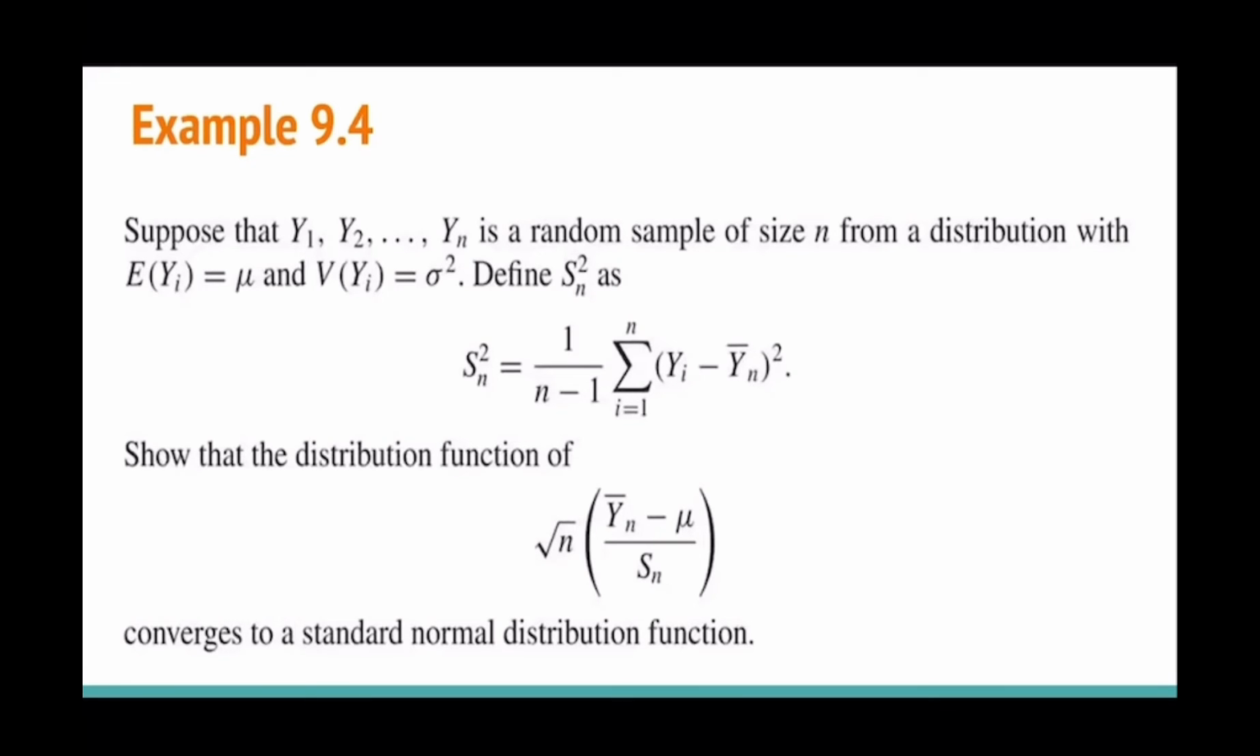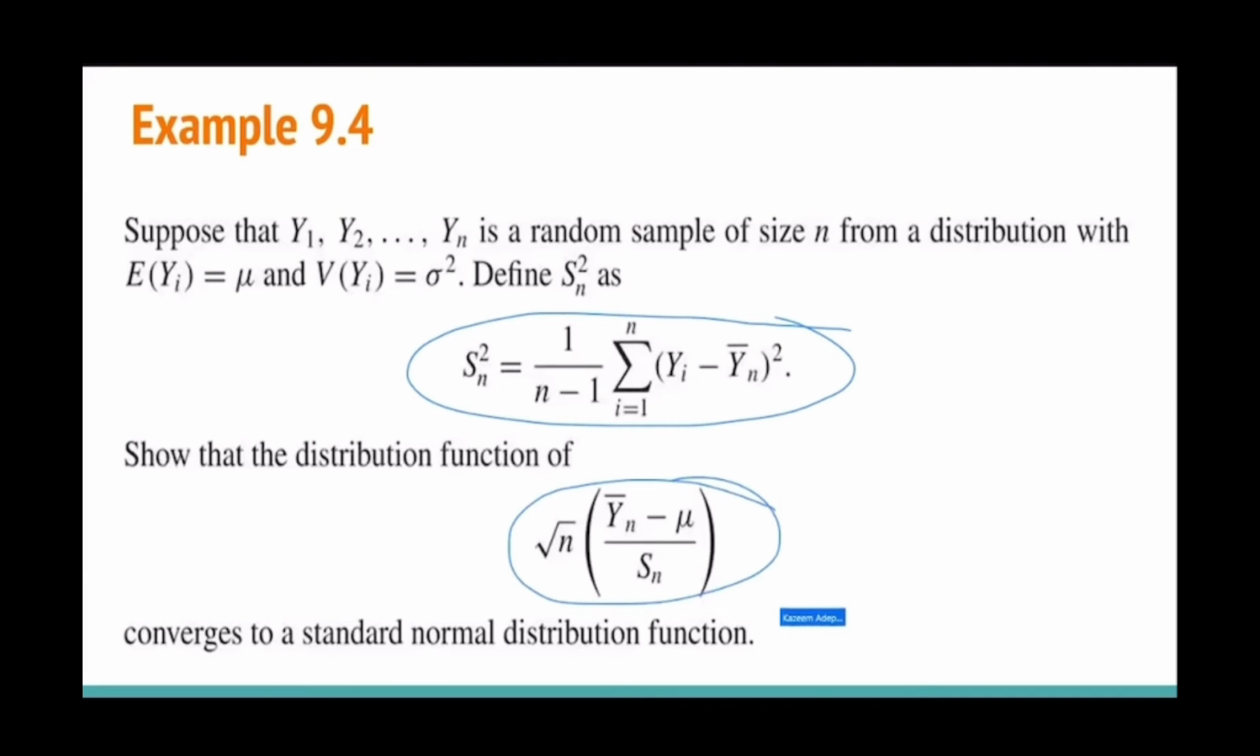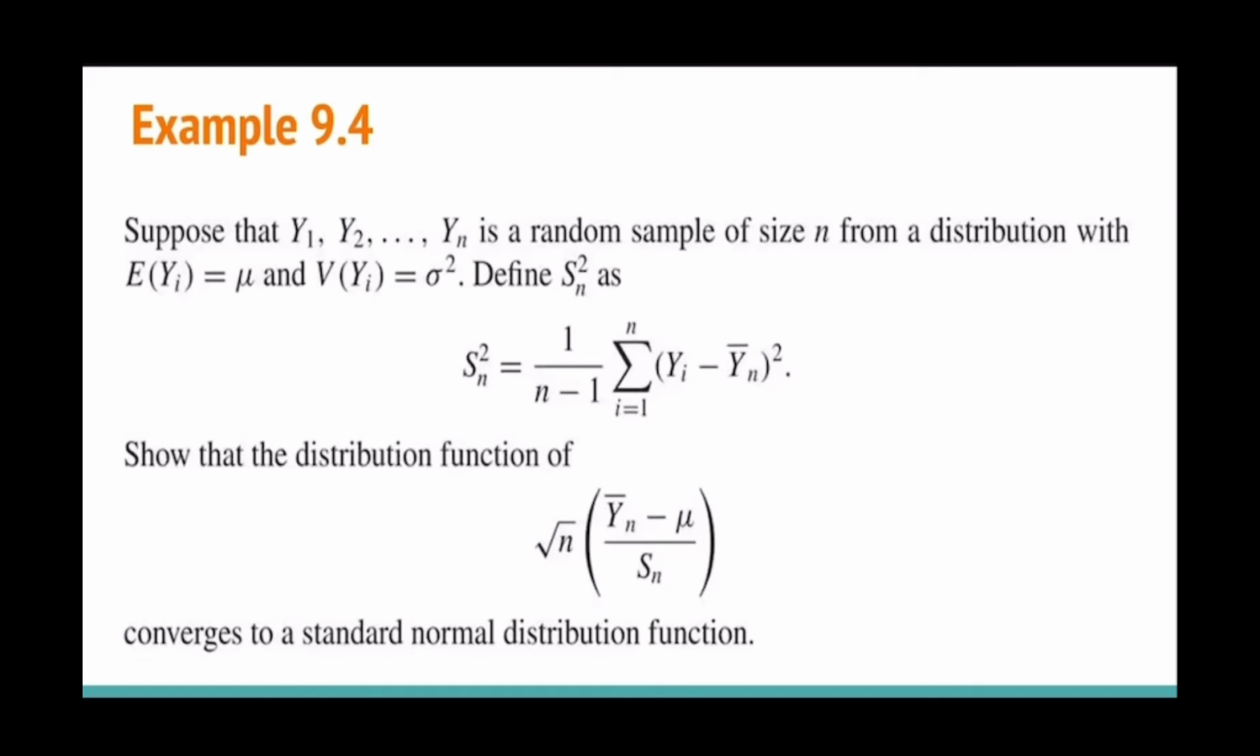Suppose that Y1 up to Yn is a random sample of size n from a distribution. The mean exists, and the variance exists as well. Of course, you define a sample variance. We want to show that the distribution function of this quantity converges to a standard normal distribution. Note that this is just the square root of the sample variance.